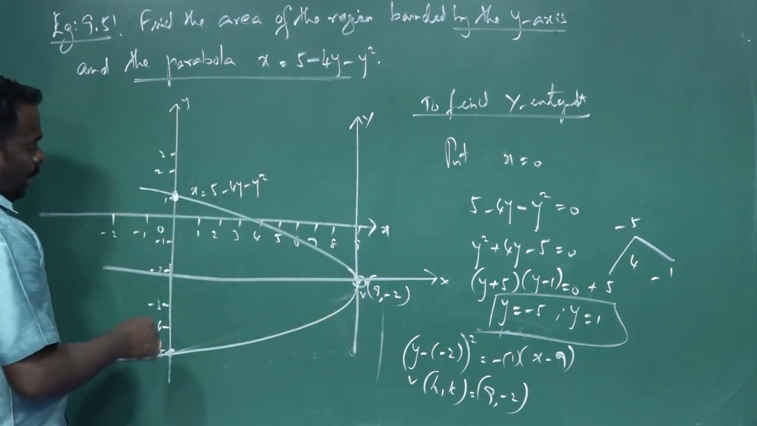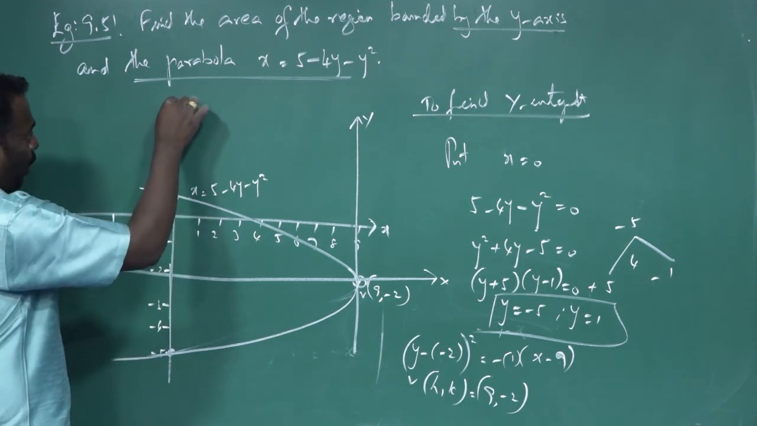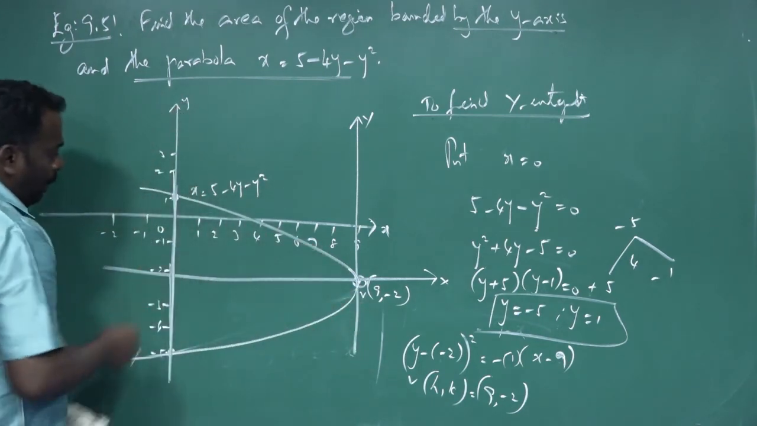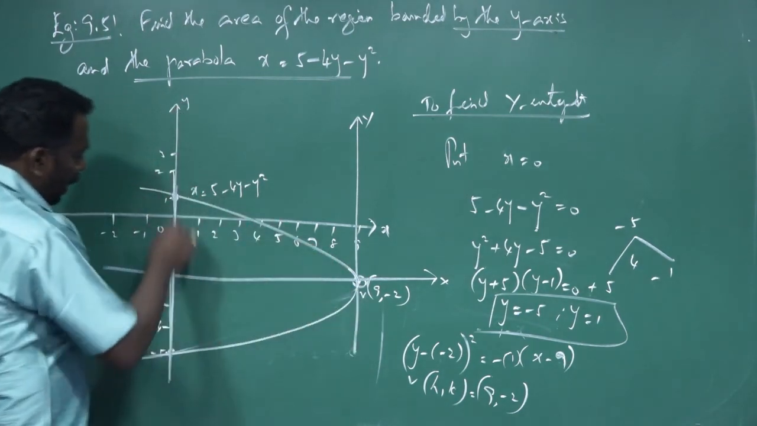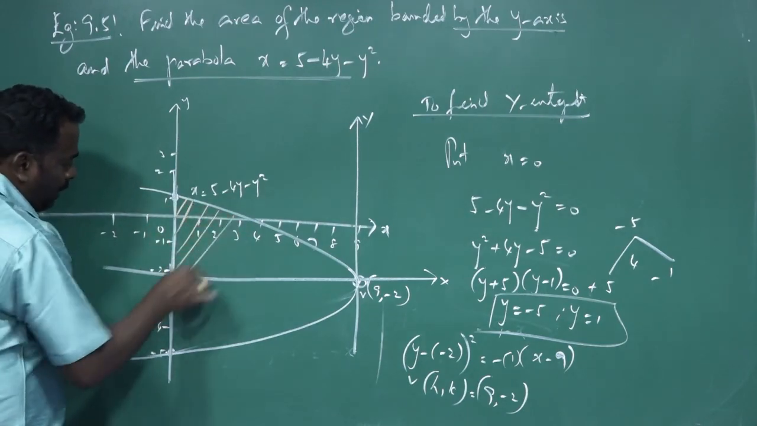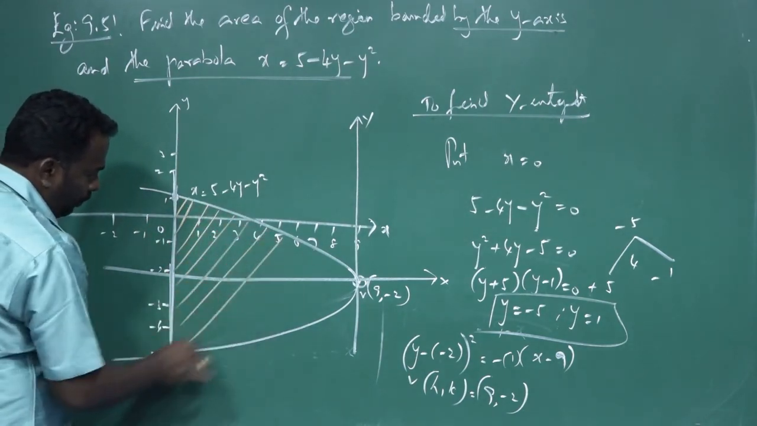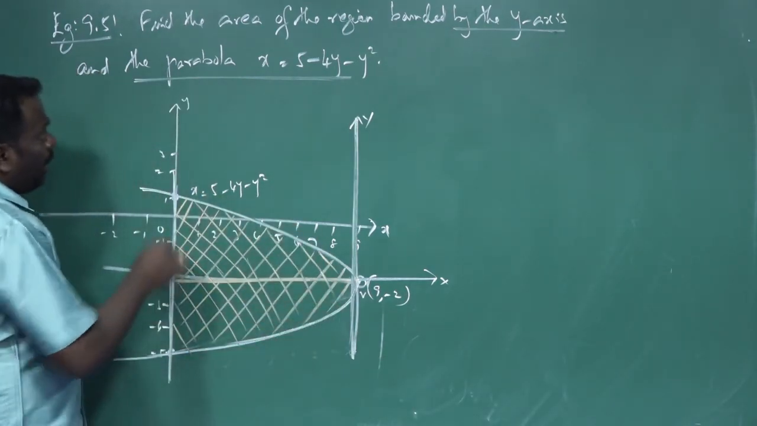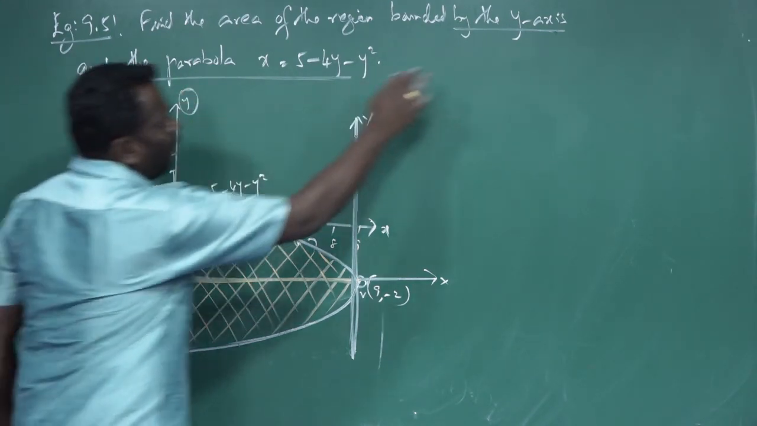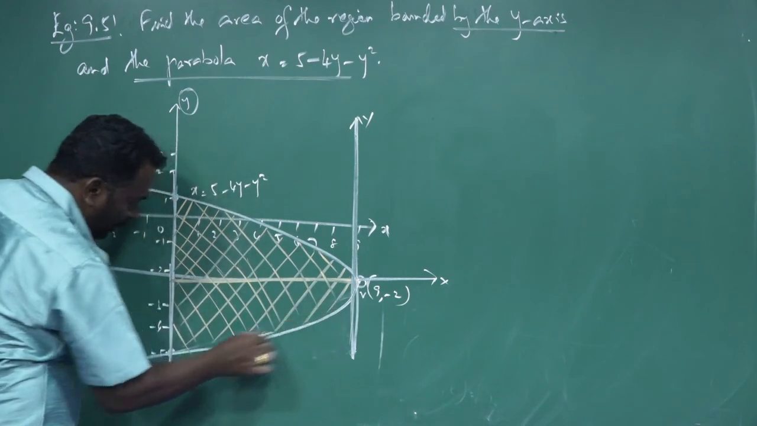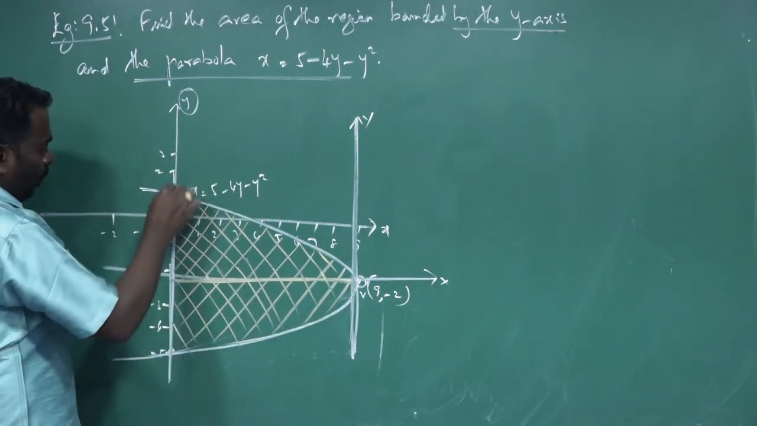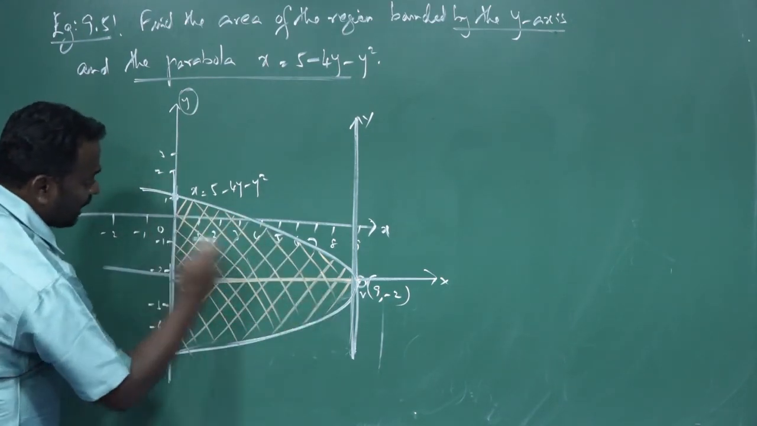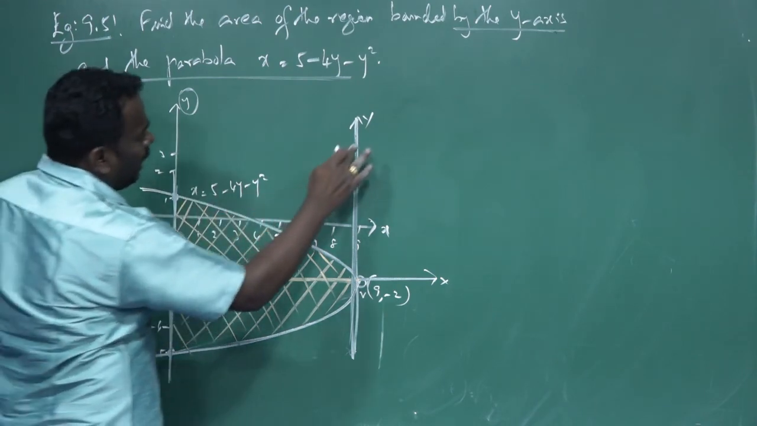Now, one of the boundaries is the y-axis, and another boundary is the parabola, and between the parabola and the y-axis we obtain the curve. Now look at the boundary of the area: one boundary is the y-axis, and another boundary is this curve. Therefore this area has one boundary the y-axis, and the area lies on the right side of the y-axis.